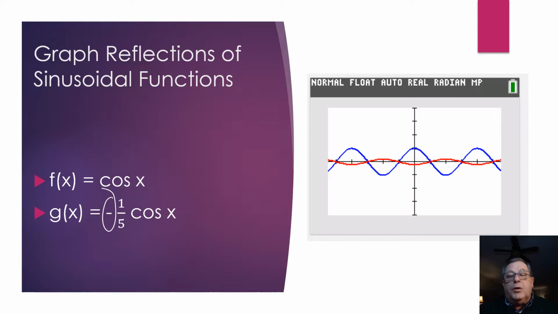So here in blue, we have graphed f of x equals the cosine of x. And the red is g of x equals negative 1/5 of cosine of x. Now, like we saw in the dilations a few moments ago, this does affect my amplitude as well.